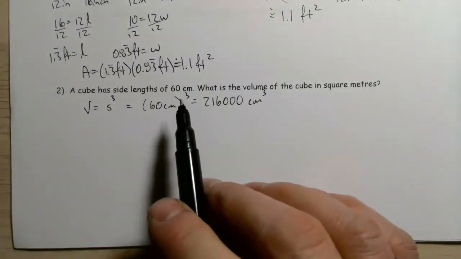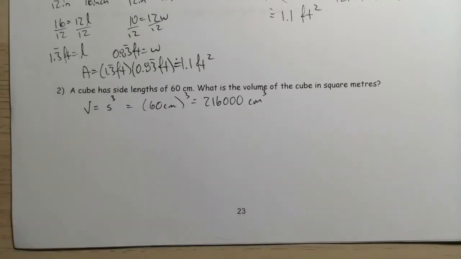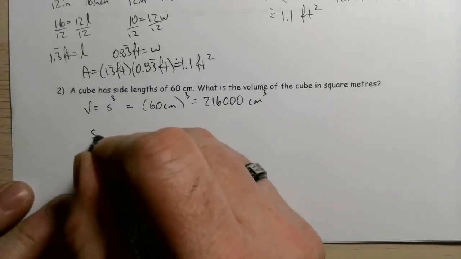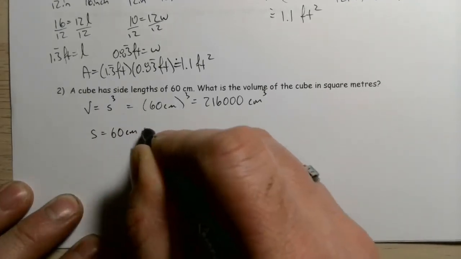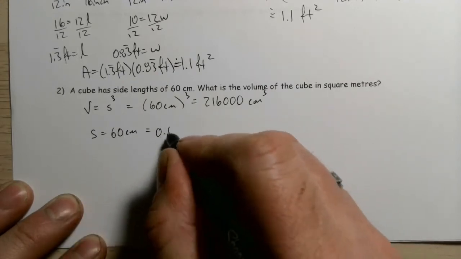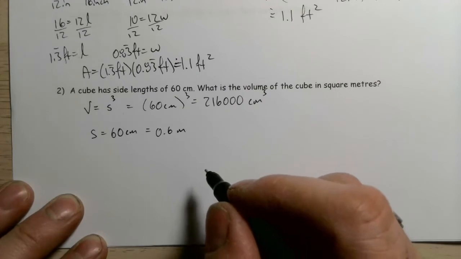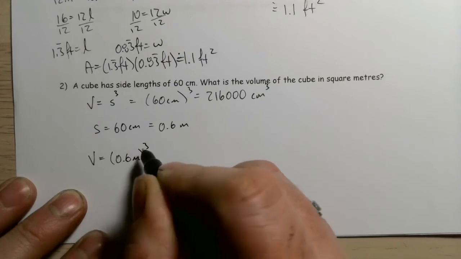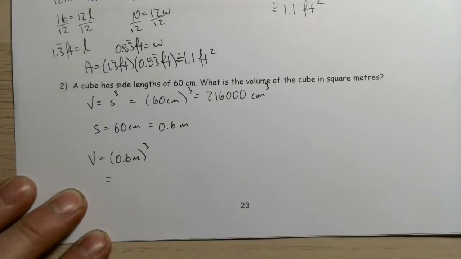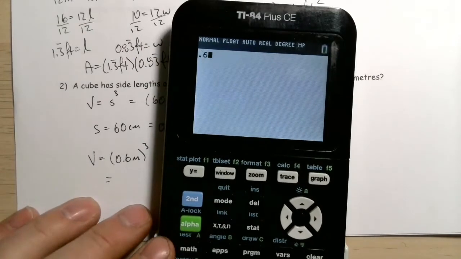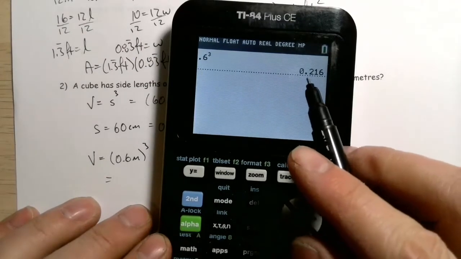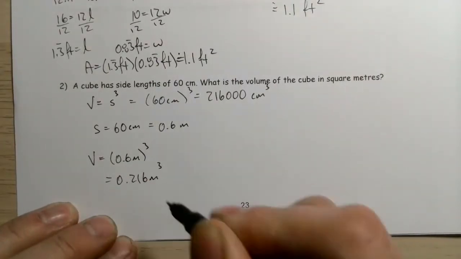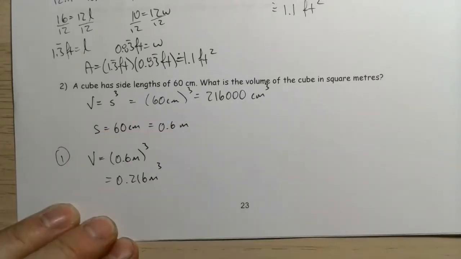When I have a small unit, I have a whole bunch of them. And remember, because it's two jumps along my chart to go from centimeters to meters, I'm going to move the decimal 2 places. So our side length of 60 centimeters is going to be, move that over, 0.6 meters. And so now, when I find my volume, that's going to be 0.6 meters cubed. Again, I go to my calculator, 0.6 cubed, and I get 0.216 meters cubed. So that's the first method.